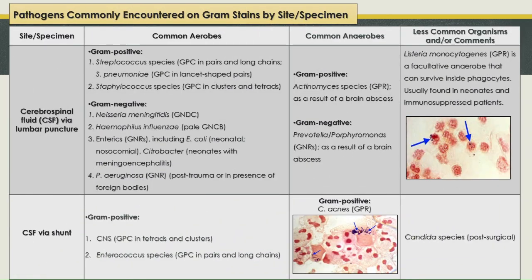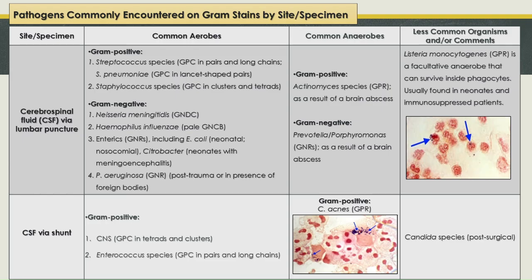Site/specimen: cerebrospinal fluid, CSF, via lumbar puncture. Common aerobes. Gram-positive: 1. Streptococcus species, GPC in pairs and long chains; S. pneumoniae, GPC in lancet-shaped pairs. 2. Staphylococcus species, GPC in clusters and tetrads. Gram-negative: 1. Neisseria meningitidis, GNDC. 2. Haemophilus influenzae, pale GNCB.